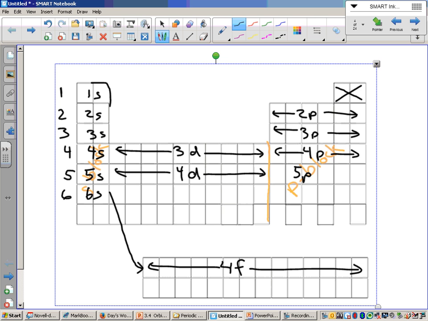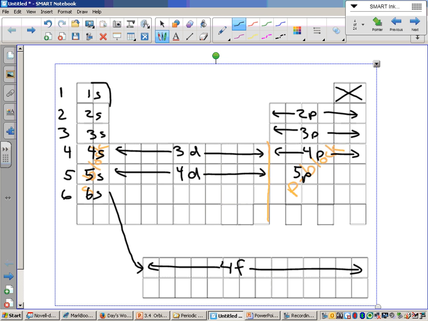Now, for the d orbitals, the principal quantum number lags behind the row by 1. But in the f orbital, the principal quantum number lags behind its row by 2. So the f numbers lag behind the row by 2. The d numbers lag behind the row by 1. And the s and p numbers, their principal numbers, are the same as the period row that they're in.